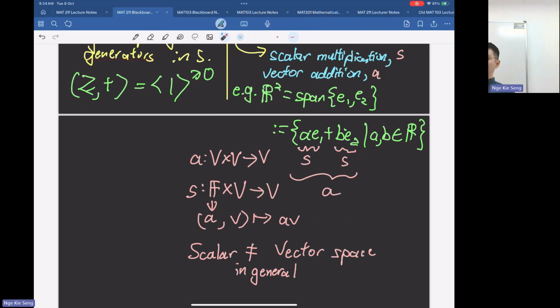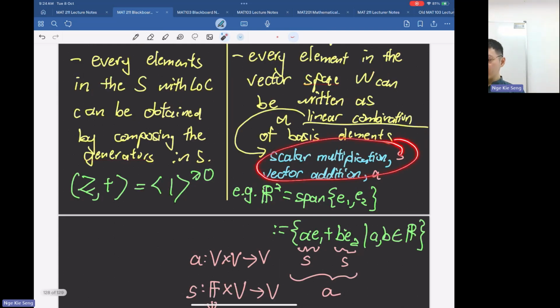Does it make sense? So there are two operations on a vector space actually, and only one of them is a LOC. Vector addition is a LOC. Let me write it down. So this is a LOC. S is not a LOC.